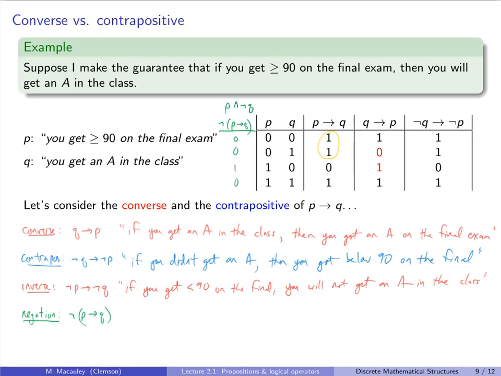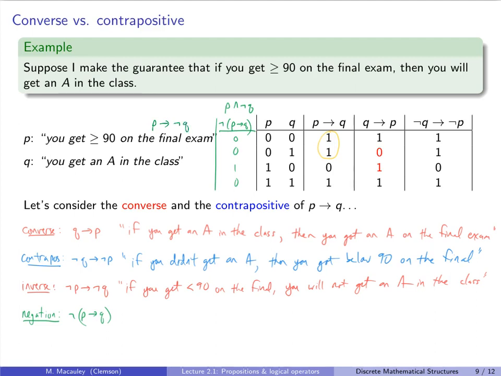Okay, so let's try to understand what this really means. So it's tempting to say that this is true when, well, let's see, it's only true when P is true and Q is false. So does that mean that if you get a 90 in the final exam, that you don't get an A in the class? Well, that's actually not equivalent. So what I just said, if you get a 90 in the final exam, you don't get an A in the class, is P implies not Q.